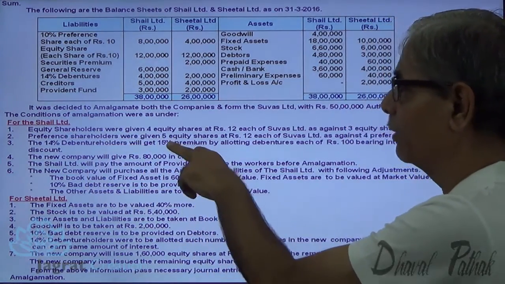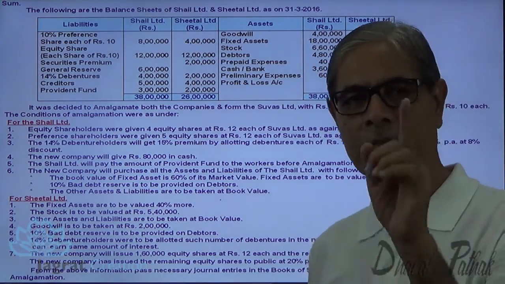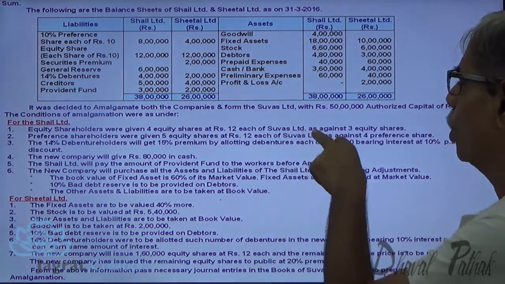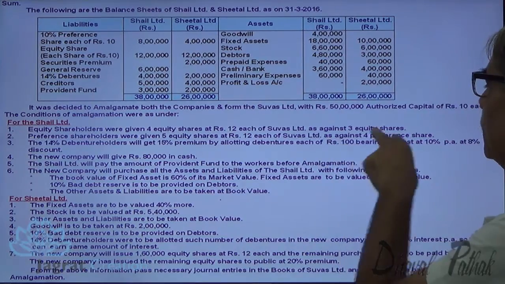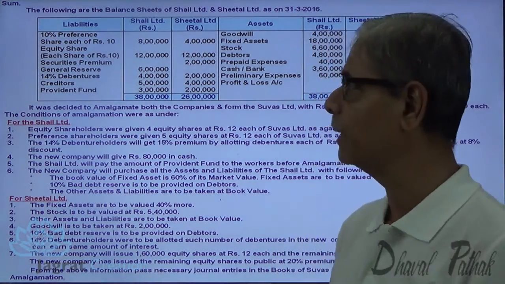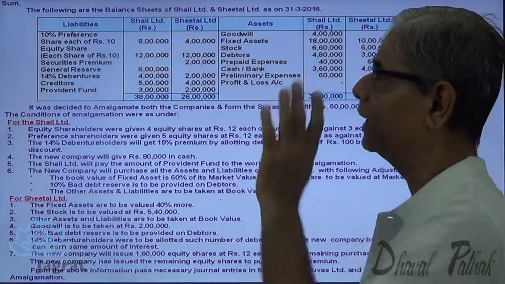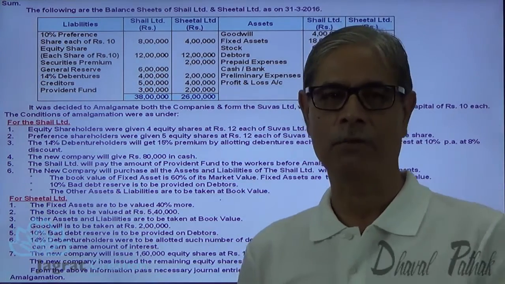Preference shareholders are given 5 equity shares. Notice that preference shareholders are given not preference shares but equity shares, 5 equity shares of ₹12 each in Sheil Ltd as against 4 shares. So for 4 preference shares, 5 equity shares will be given. How many shares need be given for 80,000 preference shares, shares of ₹10 each?